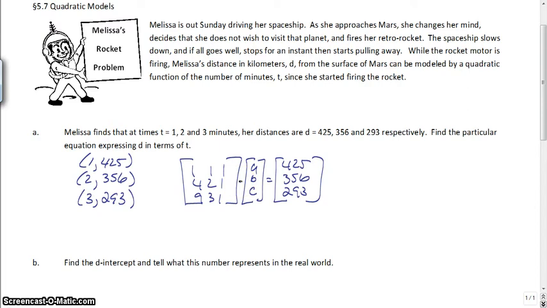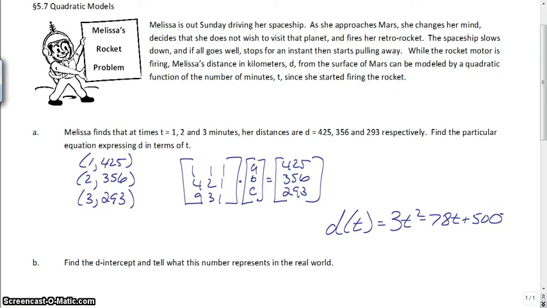So use your calculator, and after you solve, you're going to find out that your equation for this entire word problem is d of t, because it did say write the equation expressing d in terms of t. So d of t is equal to, you would have found that a is 3. You would have found that b was a negative 78. And you would have found that c is 500.